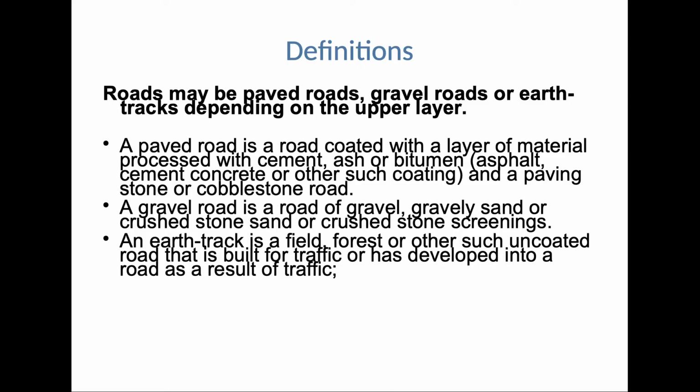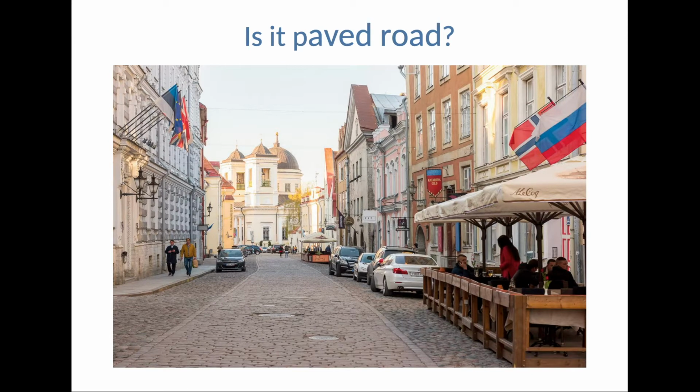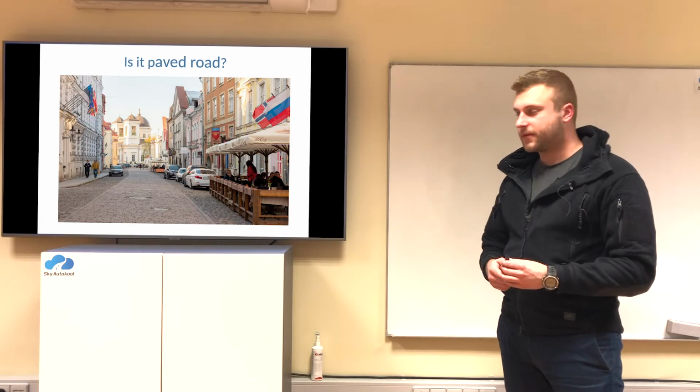As you understand, there are many kinds of roads. They can be paved, gravel, or earth tracks, depending on the upper layer. So here you can see all the definitions. I think it's not very difficult to understand. Gravel is gravel, an earth track is like in the forest, and paved is like stones or asphalt. For example, this one, is it paved or not? This is stone. So it's paved.